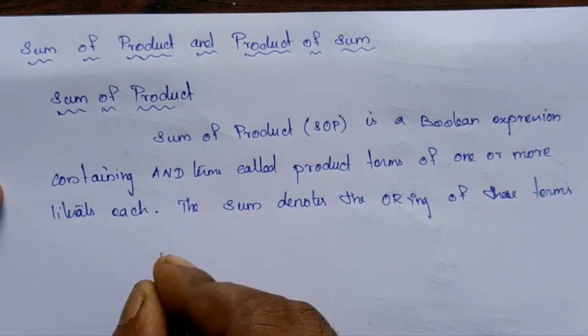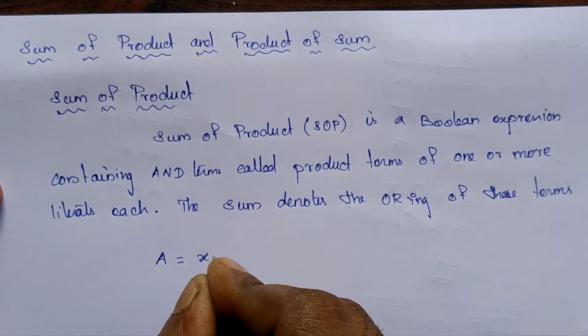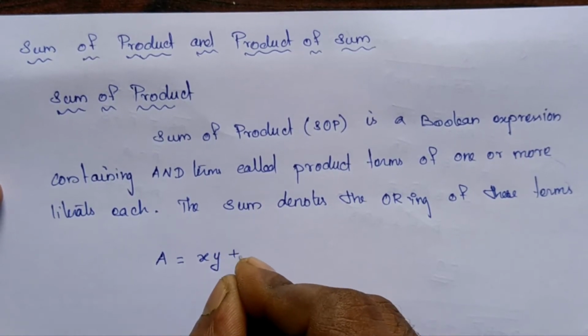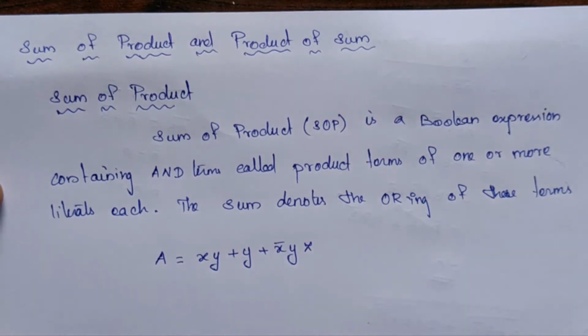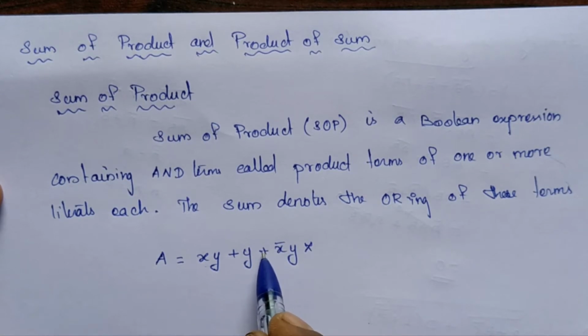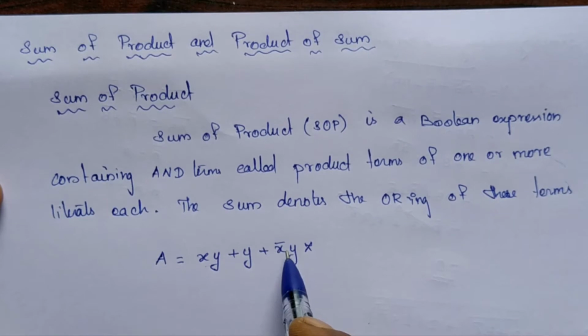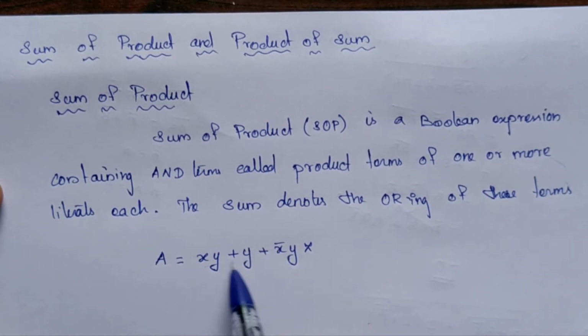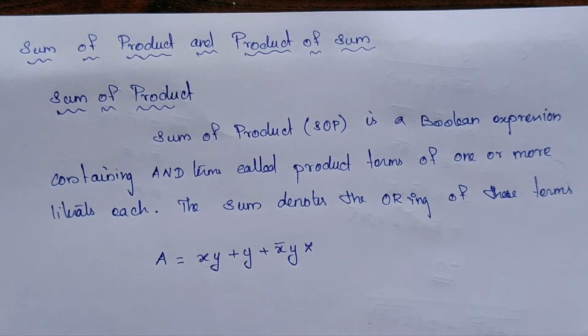Okay, so for example, if you are considering A is equal to xy plus x bar yz. Okay, so here we are having AND terms, both are added or summed. So that's the reason why it's called as sum of product term. That's why it gets a name as sum of product.